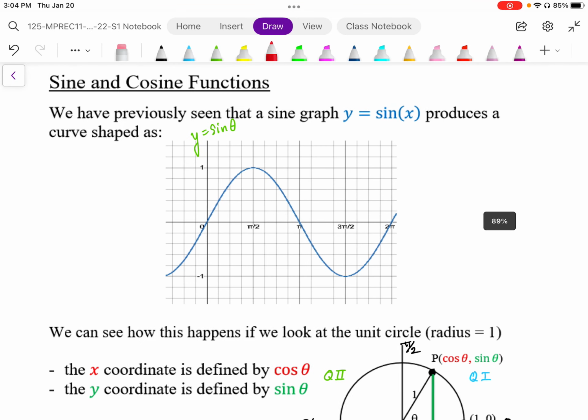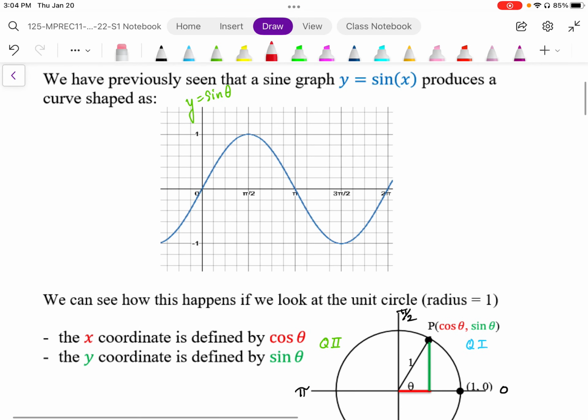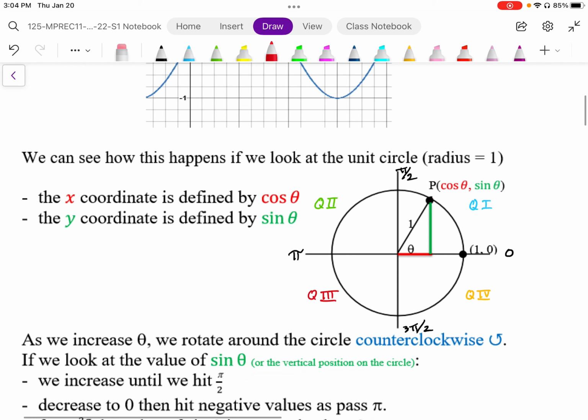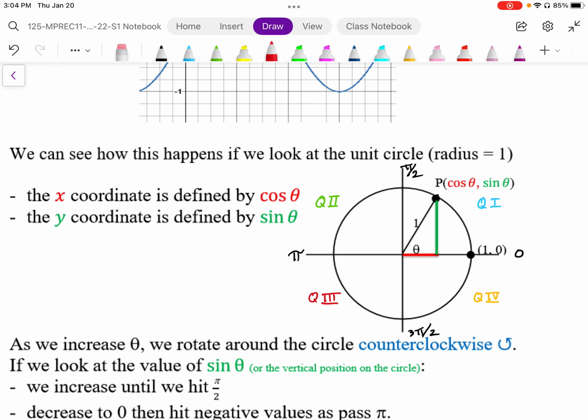So how do we get this curve? Okay, so we're going to look at the unit circle to do this. So again, just reminding you how we look at the unit circle. The x-coordinate of the unit circle is defined by the cosine ratio, and the y-coordinate is defined by the sine ratio.